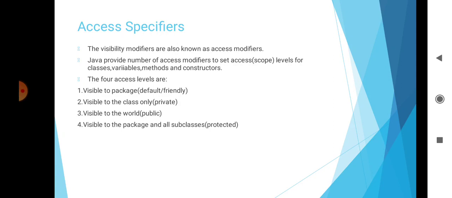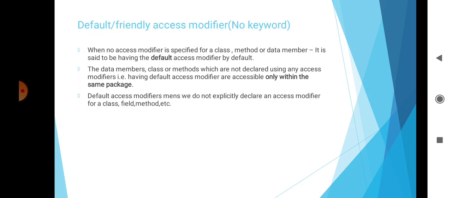Java provides a number of access modifiers to set the scope level of classes, variables, methods and constructors. There are four access levels: visible to the package, which is default or friendly; visible to the class only, the private access specifier; visible to the world, the public access specifier; and visible to the package and all subclasses, the protected access specifier. Then we will see them one by one. First is the default or friendly access modifier. It does not use any keyword.